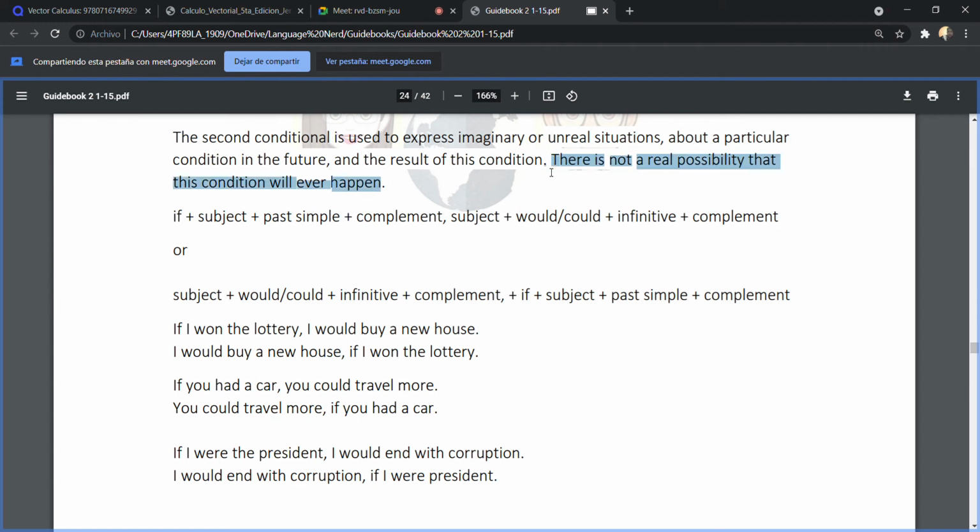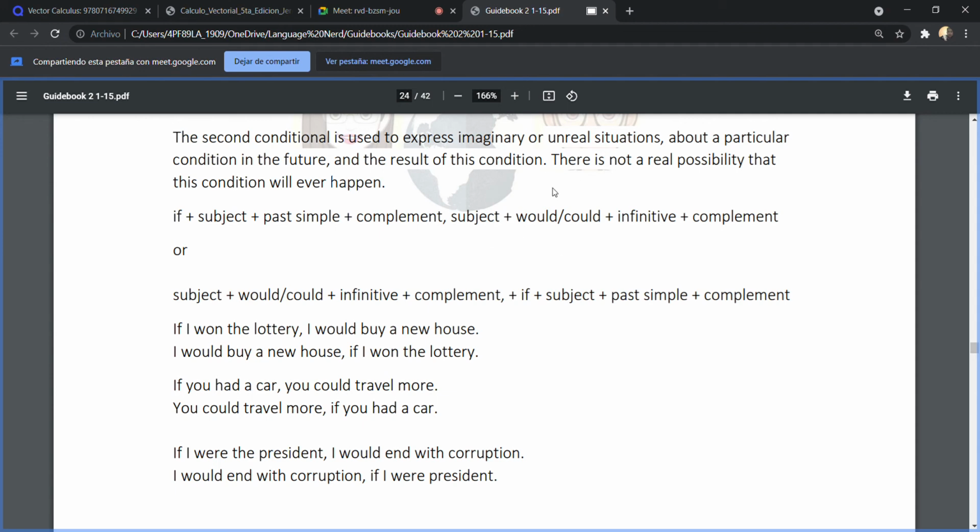¿Ok? Entonces, es utilizado el segundo condicional para situaciones que son imaginarias o irreales. En el primer condicional recuerden que teníamos condiciones que se podían cumplir si hacíamos algo, ¿no? Por ejemplo, if I study a lot, I will pass my exam. If I go to the party, I will see her. Eso es real, ¿no? Una condición que sí es real. En este caso, no existe como una posibilidad de que eso pase. O sea, son cosas irreales o imaginarias.